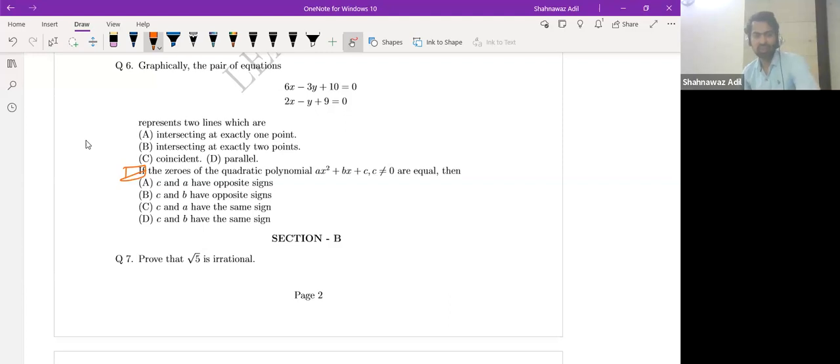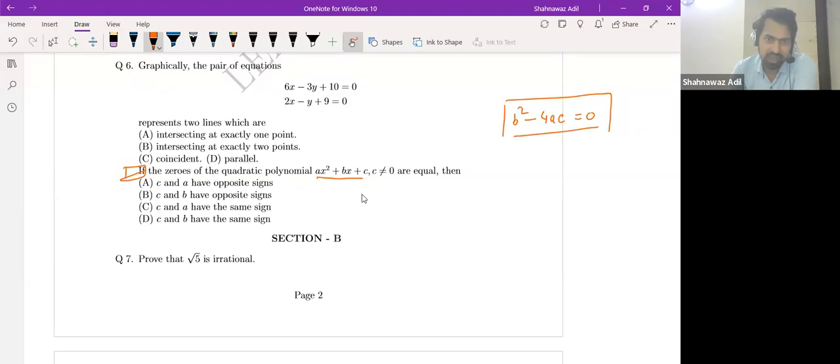Yes, if the zeros of the quadratic polynomial are equal, this is the quadratic polynomial. Zeros are equal, which means that this is 0. So, what is the option that you think is correct? C and A have opposite signs. C and D have opposite signs. C and A have same signs. So, which is the correct option?